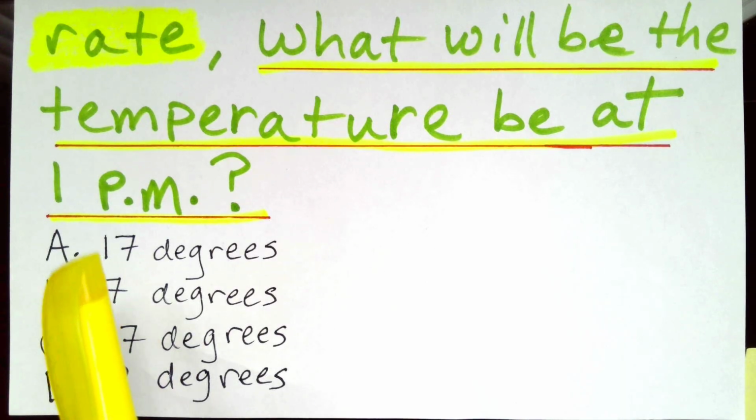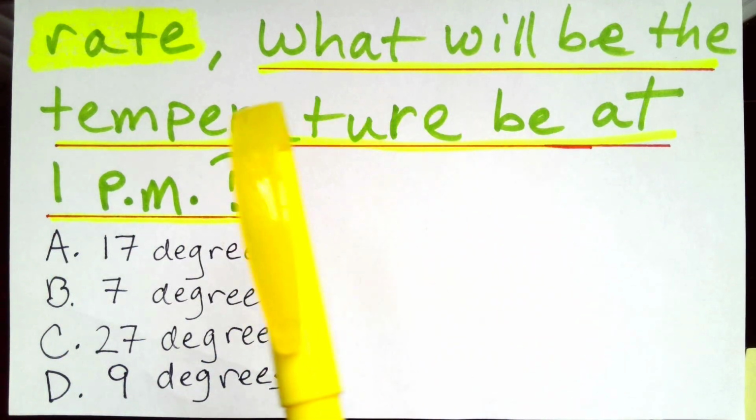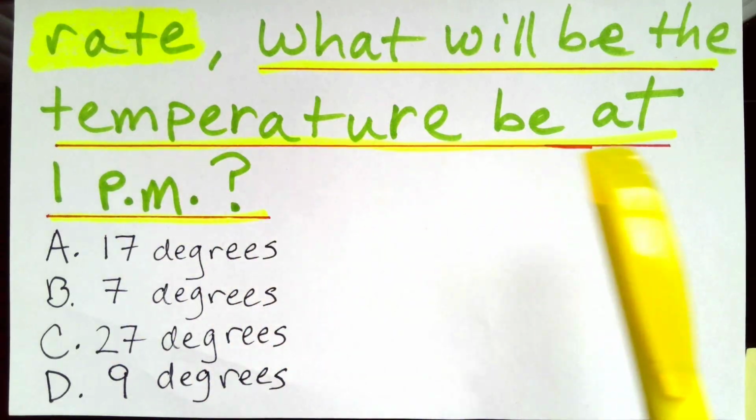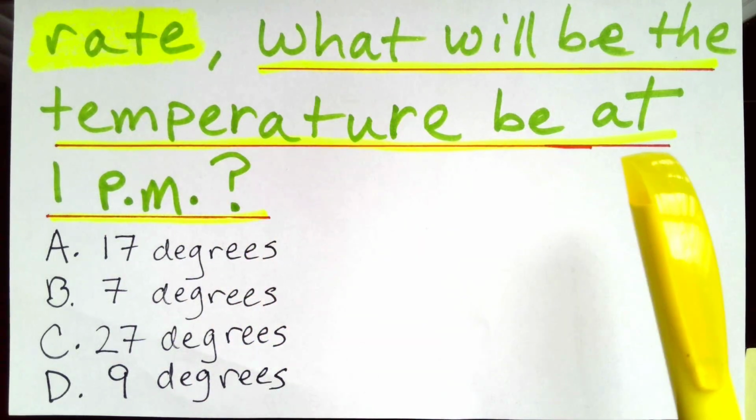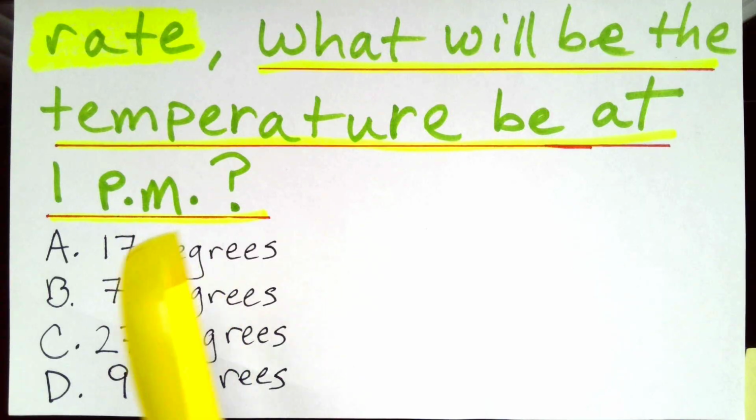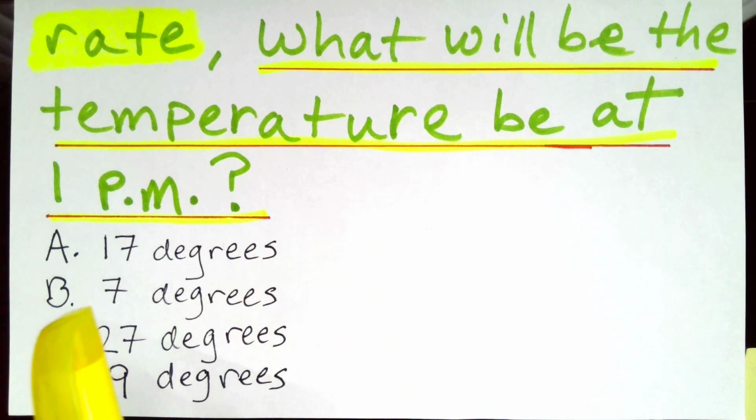What would be the temperature, right? They're not asking for the total change. They're asking for the temperature. What will the temperature be at 1 p.m.? A, 17 degrees, B, 7 degrees, C, 27 degrees, or D, 9 degrees.